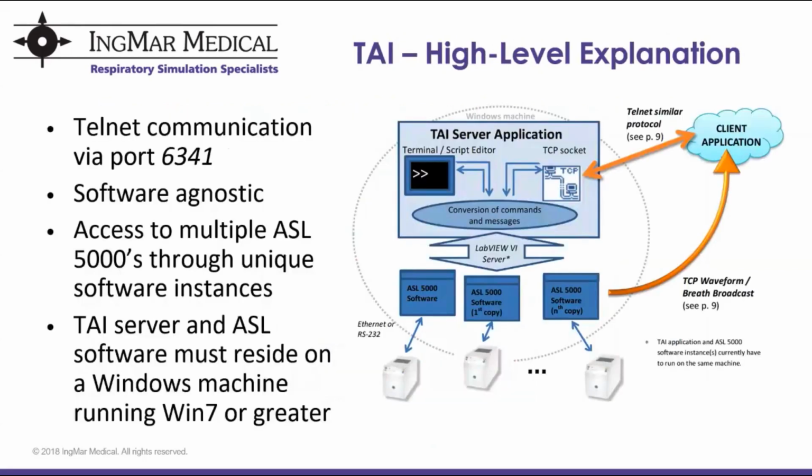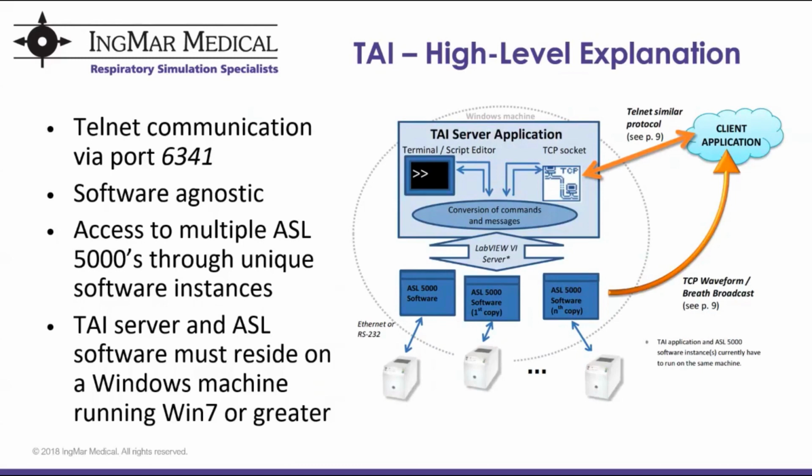So let's dig a little deeper into the structure. Here you can see the high-level design of the TAI application. The client or customer connects to the TAI server application via a telnet or similar protocol over port 6341. Once a connection is established, the client can connect to an instance of the ASL software and, through this connection, to a physical ASL lung. Please note the TAI does not connect directly to the lung. Instead, it opens either a visible or in the background instance of the ASL software, which then connects to the lung.